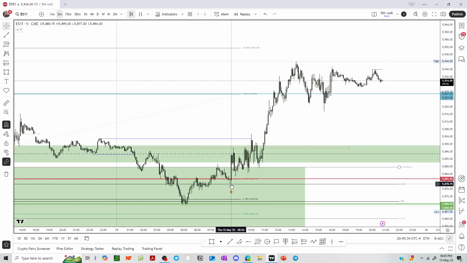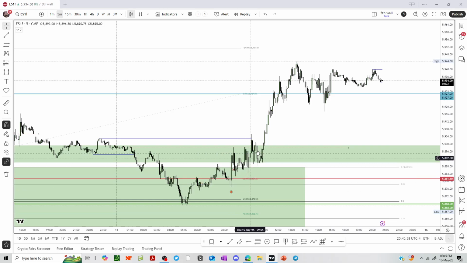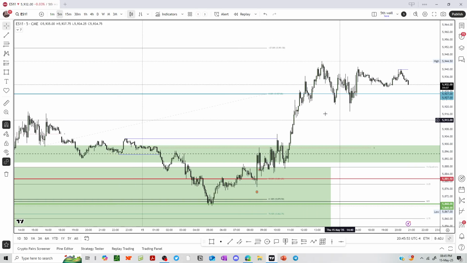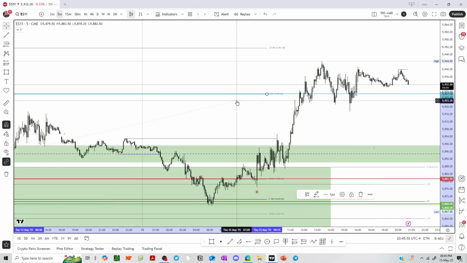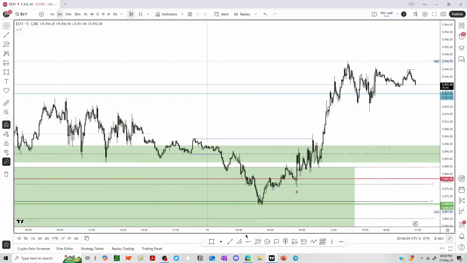Price traded down here during the news, high impact news, unemployment claims. Then you can see consequent encroachment, leaving a portion of this bullish fair value gap open and still supporting prices higher. So that's that. So we have that propulsion block here. I think everything, I don't know what else there is to say.